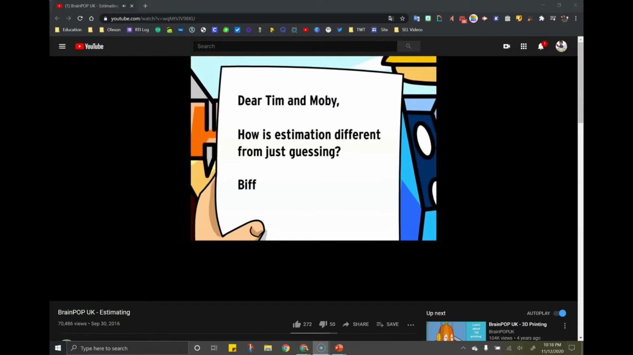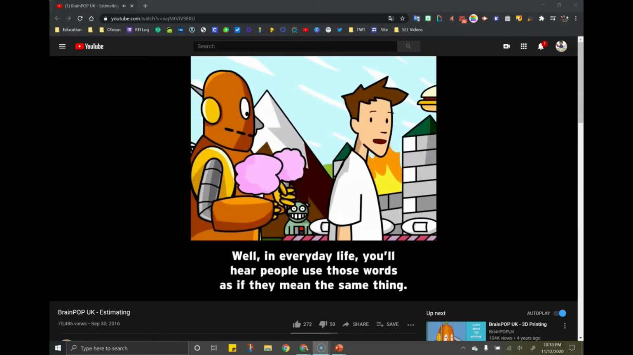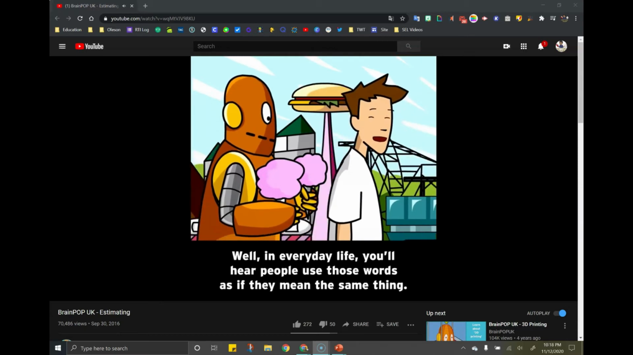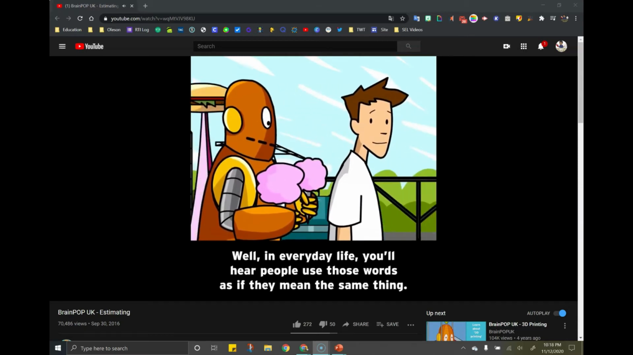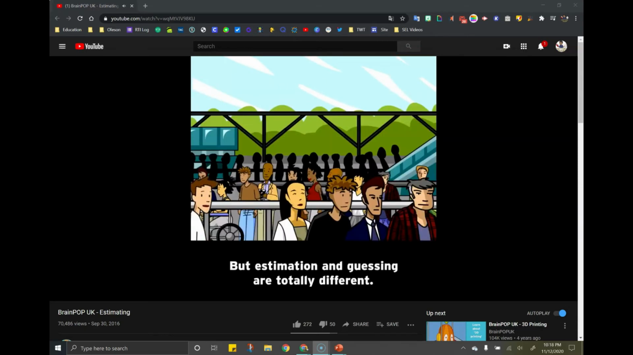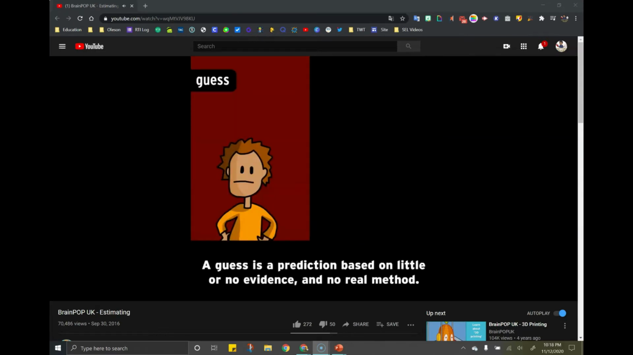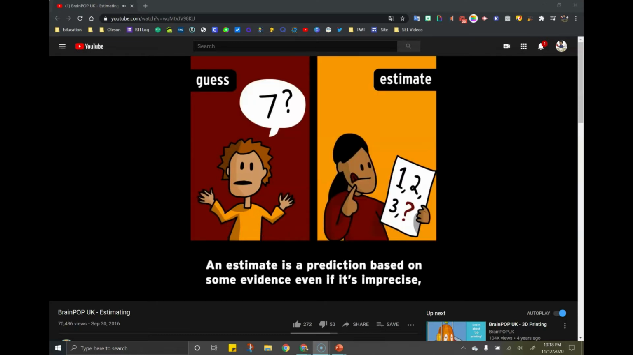From Biff. Well, in everyday life, you'll hear people use those words as if they mean the same thing. But estimation and guessing are totally different. A guess is a prediction based on little or no evidence and no real method. An estimate is a prediction based on some evidence, even if it's imprecise, that you use mathematical principles to interpret.